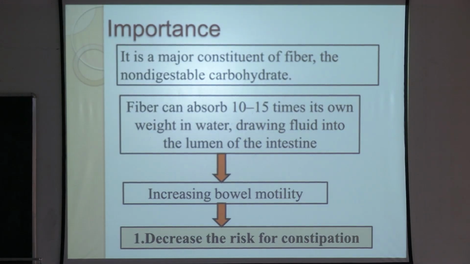So what is the importance of cellulose in our body? Although we cannot digest it, what is the importance? It forms the major part of dietary fiber, which is non-digestible, and it can absorb up to 10 to 15 times of its weight in water. Okay, resulting in accumulation of water in the intestine. That helps in relieving the constipation and also by increasing bowel motility. Next.